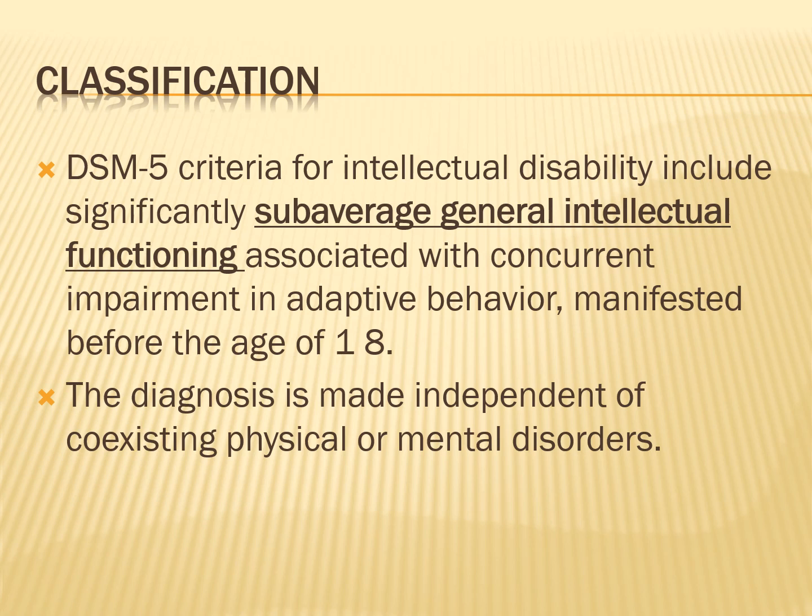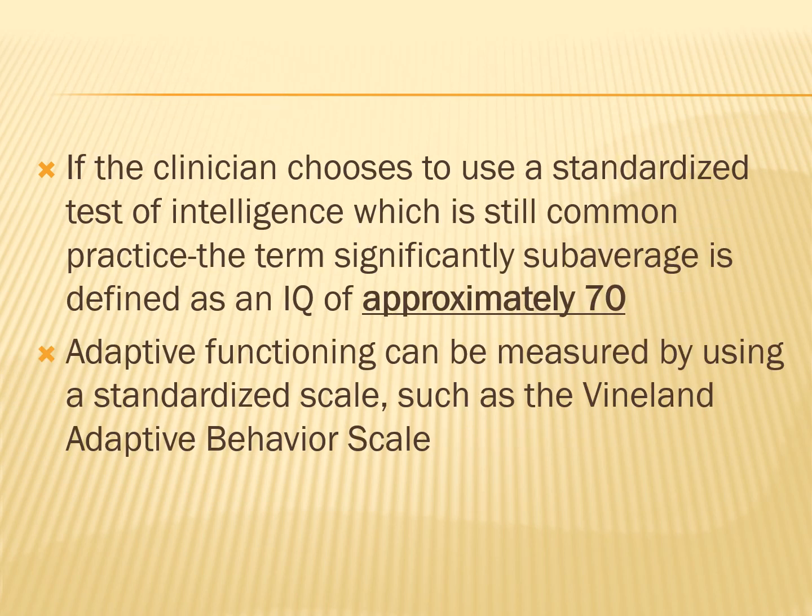The DSM-5 criteria for intellectual disability include significantly sub-average general intellectual functioning along with concurrent impairment in adaptive behavior that is manifested before the age of 18 years. The diagnosis is made independent of coexisting physical or mental disorders. If the clinician chooses to use a standardized test of intelligence, which is still a common practice, what is a sub-average level of intellectual functioning? Approximately, the IQ score should be around 70. If it is less than 70, then different levels of severity of intellectual disability are made. For adaptive functioning, the Vineland Adaptive Behavior Scale is usually used to get the score of their adaptive functioning.